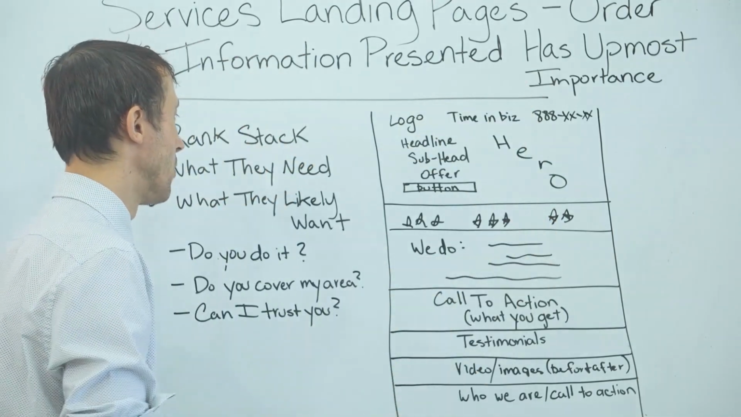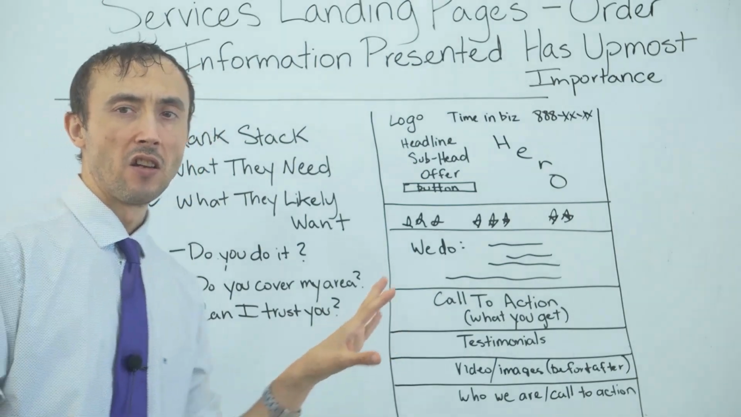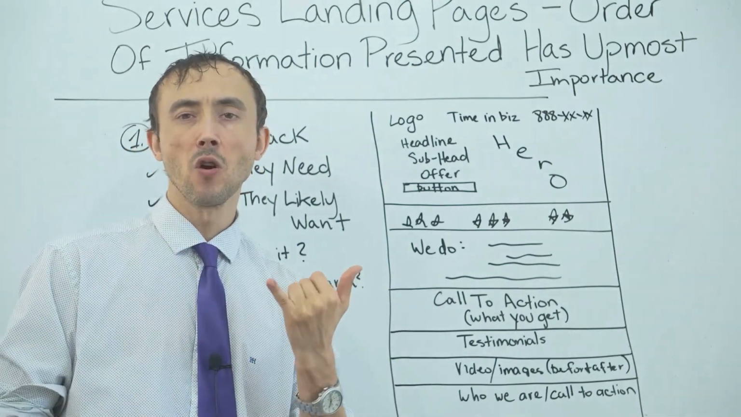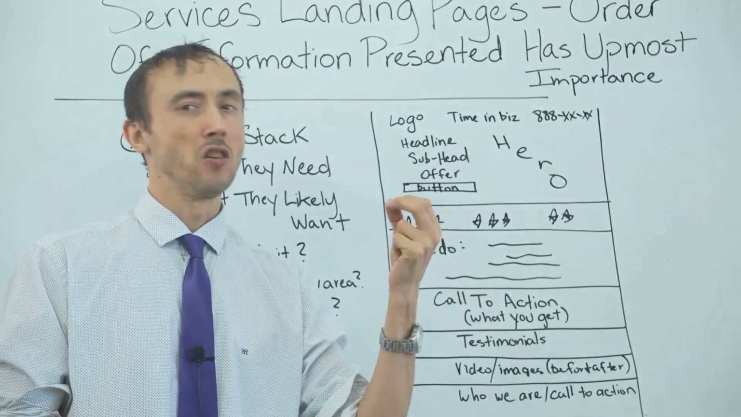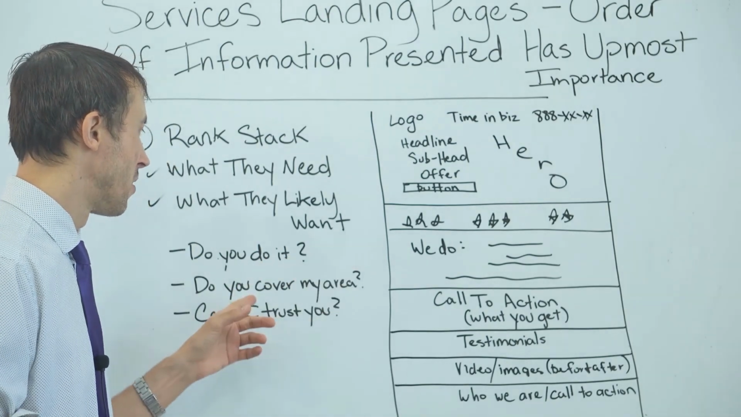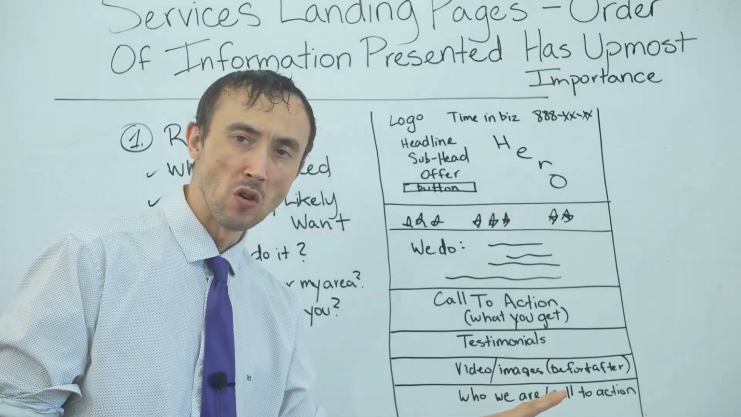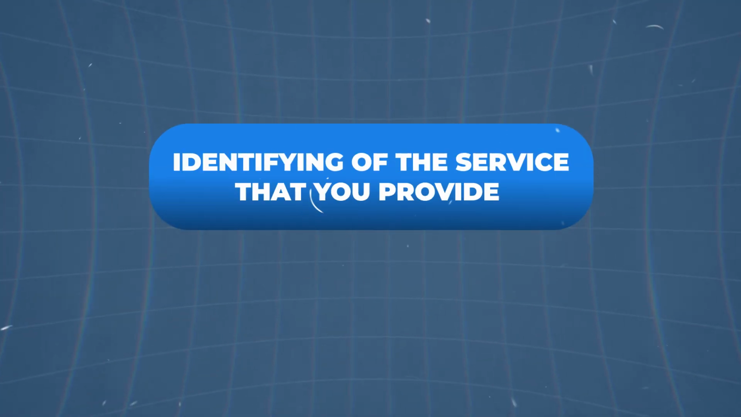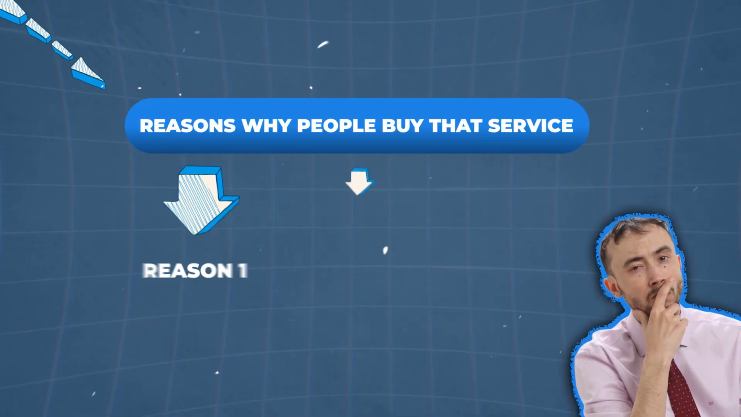So with that said, the main thing I wanted to mention right up front is, now that you know the three things they always need to know, and if you can communicate these things quickly, you're going to do well: do you do whatever they're coming to the page for, do you cover their area, and can they trust you? What you really should be doing before you even make a landing page at all is identifying the service that you provide and the different reasons why people buy that service.